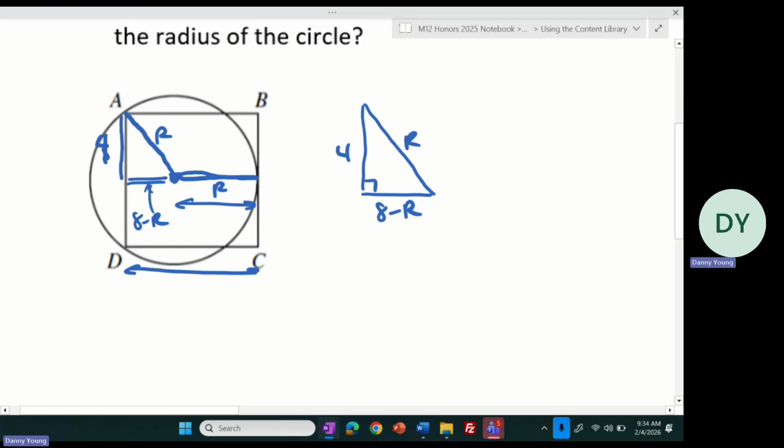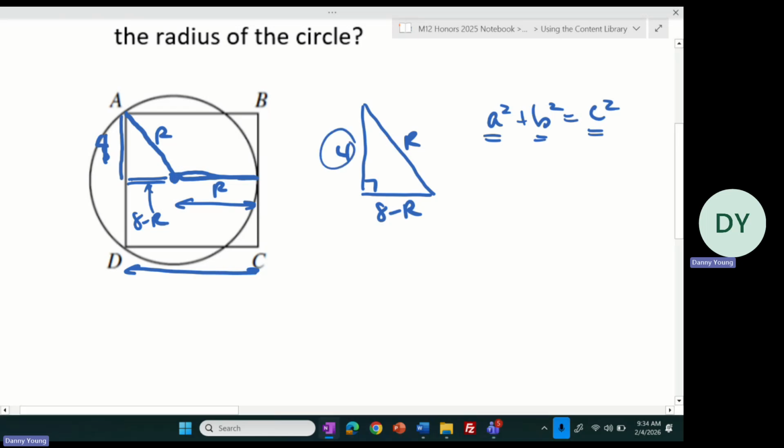I don't know if you've learned it. The next chapter is on the Pythagorean theorem, and I'll walk you through all the ins and outs. The Pythagorean theorem says a squared plus b squared is equal to c squared. This is the base, this is the height, and this is the hypotenuse. So what you do next is just write it out.